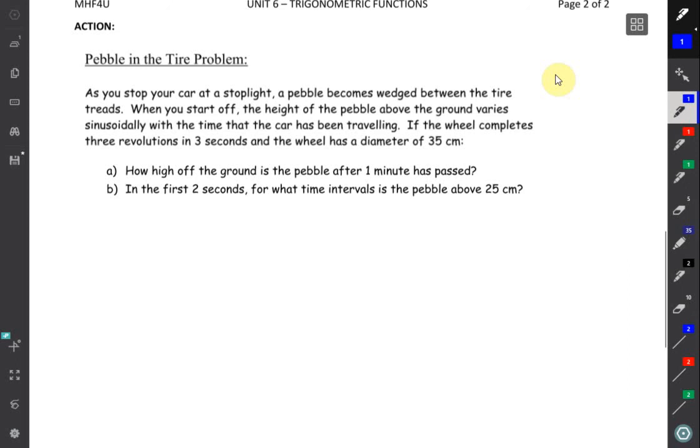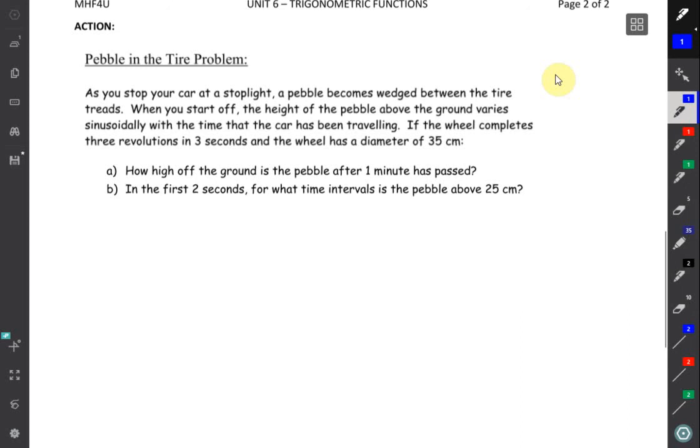So this problem is talking about a pebble that gets in a tire. It says, as you stop your car at a stoplight, a pebble becomes wedged between the tire treads. When you start off, the height of the pebble above the ground varies sinusoidally with the time that the car has been traveling. If the wheel completes 3 revolutions in 3 seconds, and the wheel has a diameter of 35 centimeters, then we're left with a couple of questions.